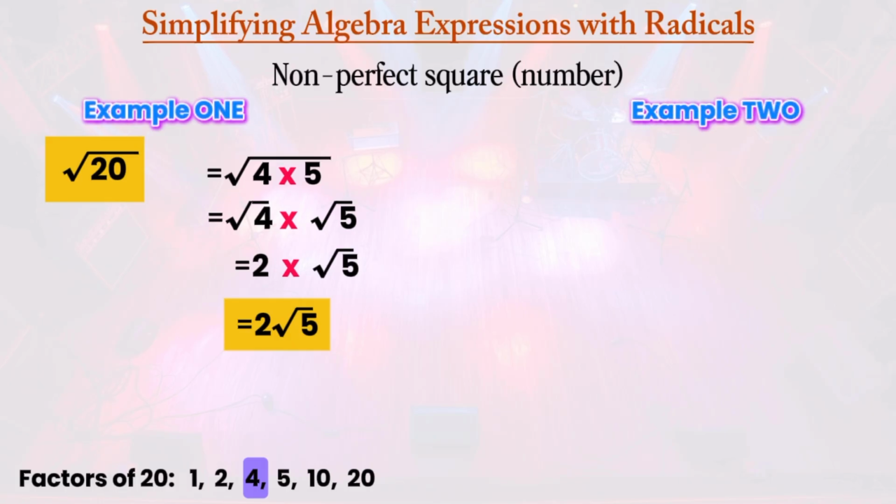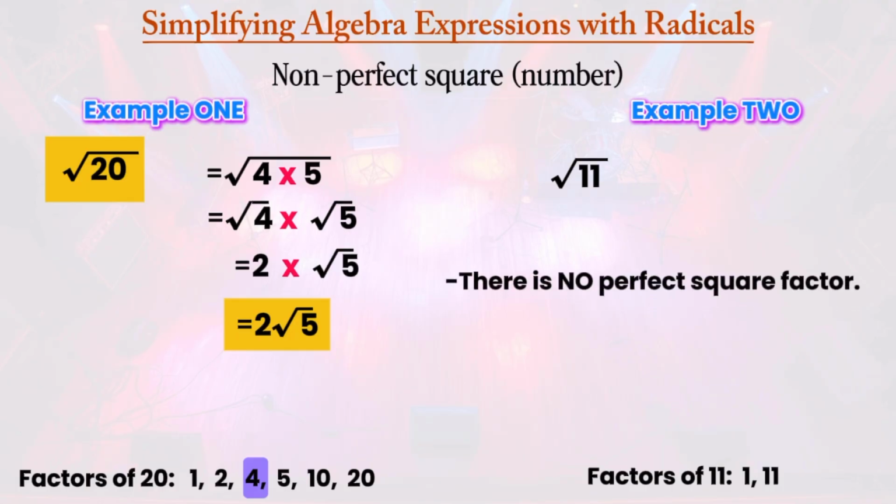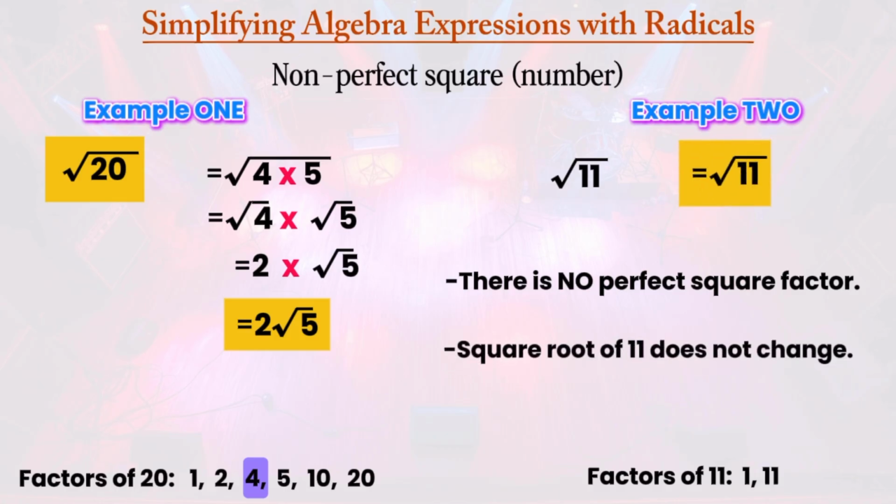Let's now look at the square root of 11. Does it have a factor that is a perfect square? In this case, the answer is no. So, the square root of 11 is as simplified as it's going to be. Nothing can be done to it.